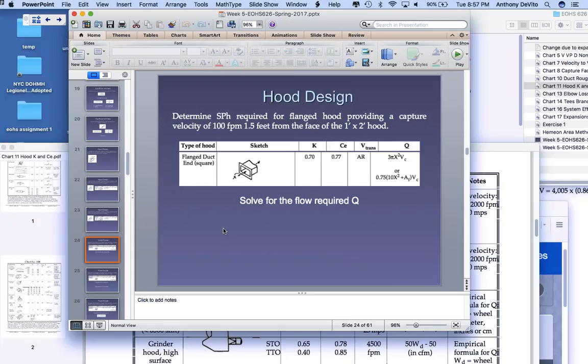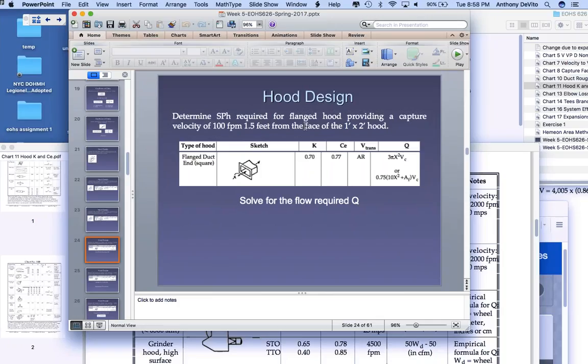Next hood. Determine the static head pressure required for a flanged hood providing a capture velocity of 100 feet per minute, 1.5 feet from the face of a 1x2 foot hood. So this flanged hood is just a rectangular duct with a flange around it to keep the air from getting pulled in from the side. Notice the K value is much better than just a plain duct end, right? Not a lot better, but at least somewhat better. So that's the K value.